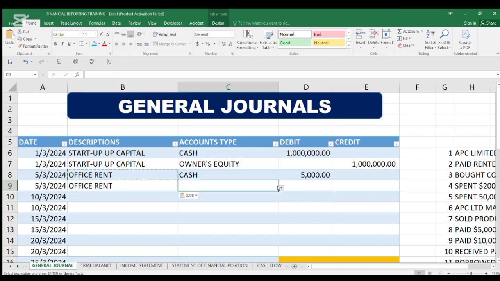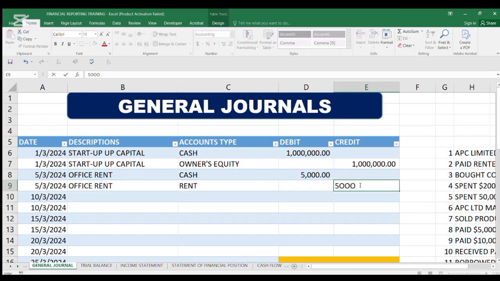I come here and select the account to be credited, which is the rent account. Rent account is to be credited 5,000. So meaning, no, the cash account is to be credited, rather, the cash account is to be credited and the rent account is to be debited.